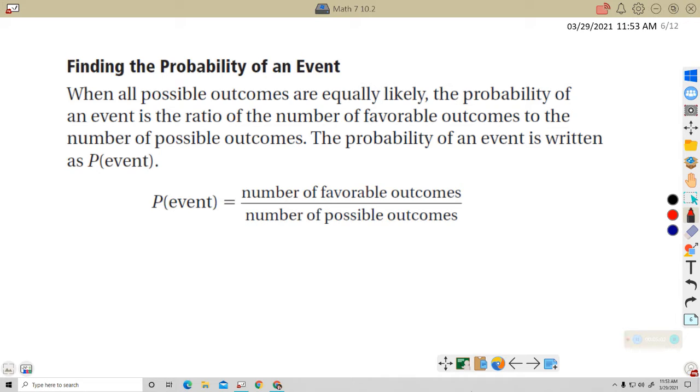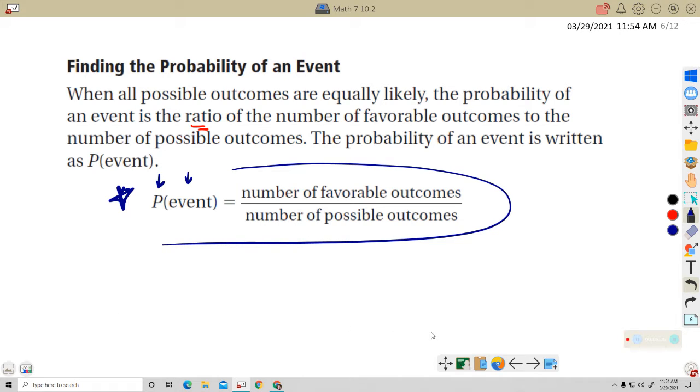Because we don't want to know where it's going to land, but it can land on each of those equally. So if they're equally likely, the probability of an event is the ratio of the number of favorable outcomes over the number of possible outcomes. And it looks like this here. We use the big letter P, and then the event is what we're looking for. So the number of favorable outcomes divided by the number of possible outcomes. So this is a big idea for us.